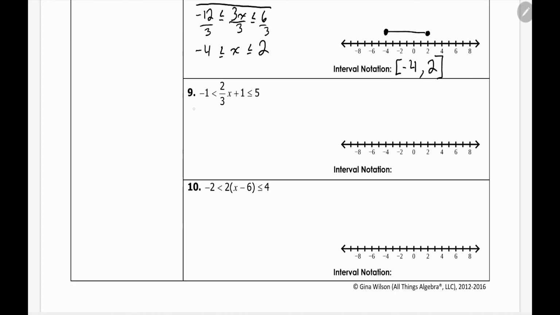With number 9, we have -1 is less than 2 over 3x plus 1 is less than or equal to 5. First step, subtract 1 from both sides, from everything. So that leaves us with -2 is less than 2 over 3x less than or equal to 5 minus 1 is 4. All right, in order to get rid of this fraction, if you remember, we multiply by the reciprocal. So we're going to multiply everything by the reciprocal, so multiply by 3 over 2.